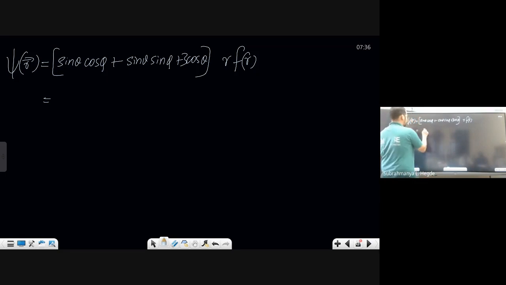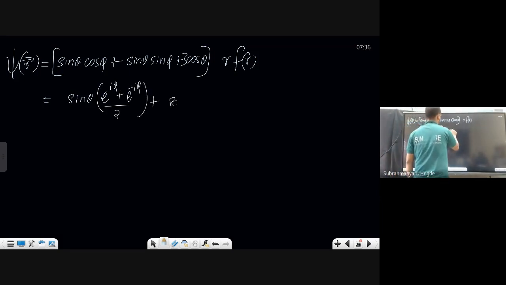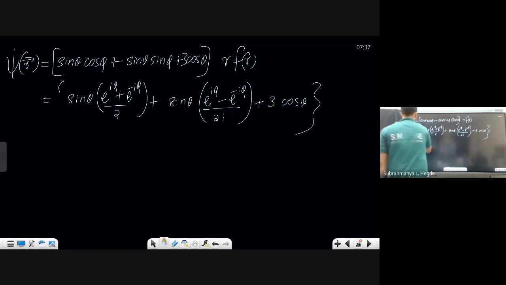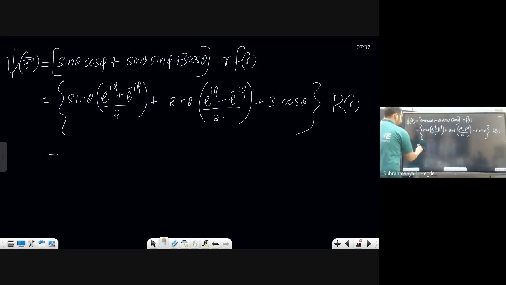What we have written is sine theta (e^{iφ} + e^{-iφ})/2, plus sine theta (e^{iφ} - e^{-iφ})/2i, plus 3 cos theta, times R of r. I'll write it like this. Both of them together I call the radial part of the wave function.